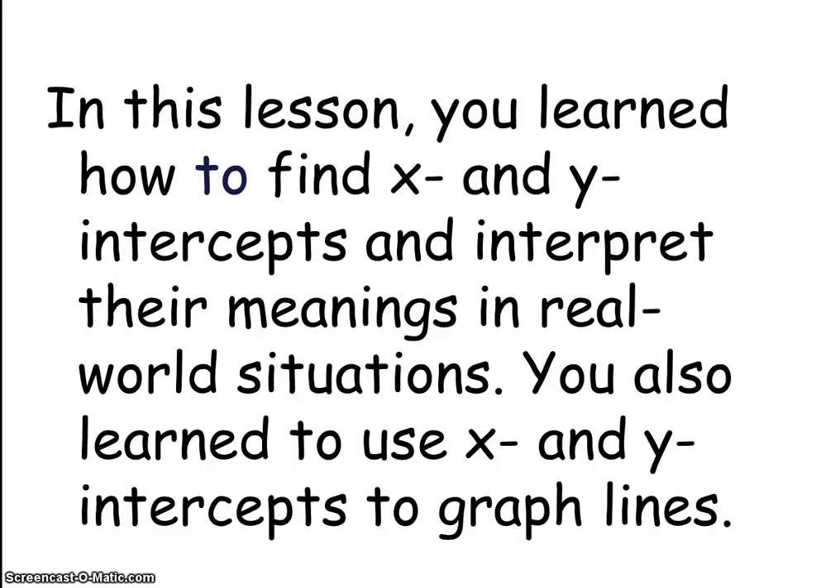So in this lesson you learned how to find x and y intercepts and interpret their meanings in real-world situations. You also learned to use x and y intercepts to graph lines.